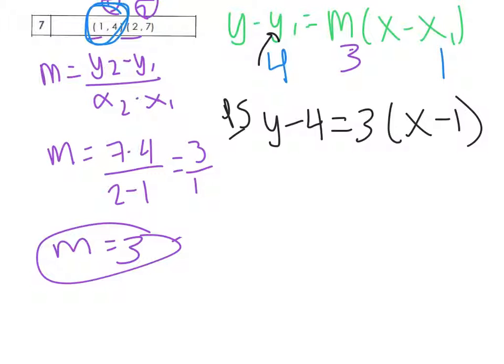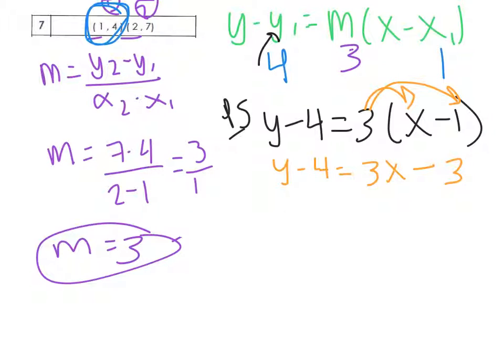So I know that the first thing I want to do is distribute here and here. So I'm going to have y minus 4 equals 3 times x gives me 3x minus 3 times 1 gives me 3. Still not in slope-intercept form because I know in slope-intercept form I'm trying to get y all by itself, trying to isolate the variable. So we have to get rid of this 4.